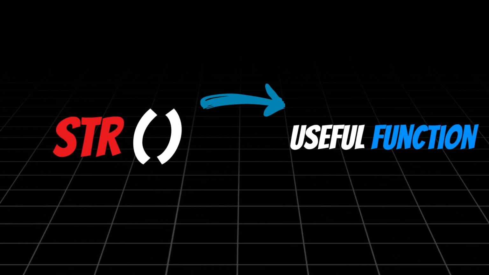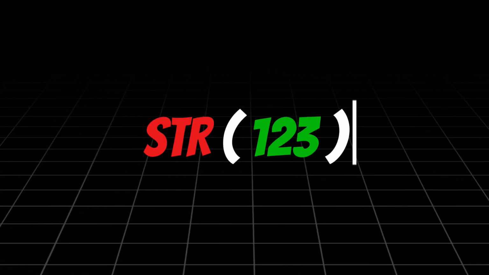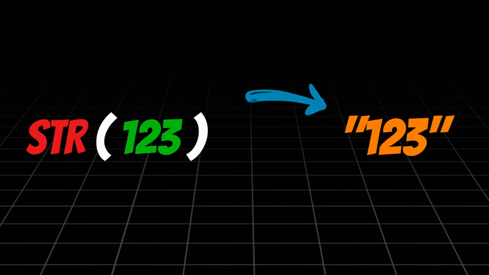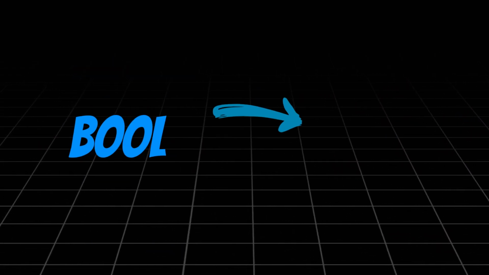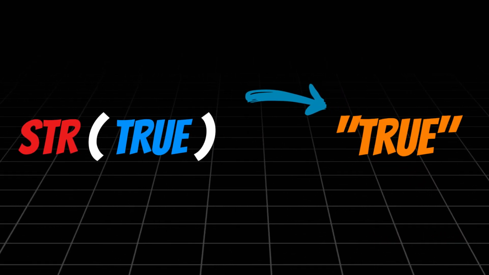Now let's look at str. This is one of the most useful casting functions, especially when printing or combining different data types. If you write str(123), you get the string "123". Even booleans turn into strings, so str(True) becomes "True". This is helpful when you are printing messages like the result.